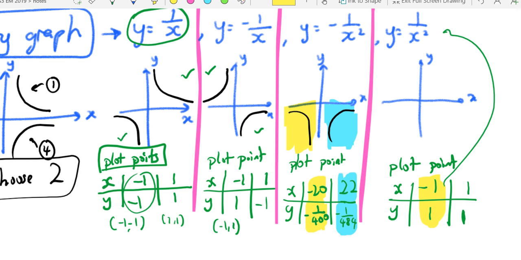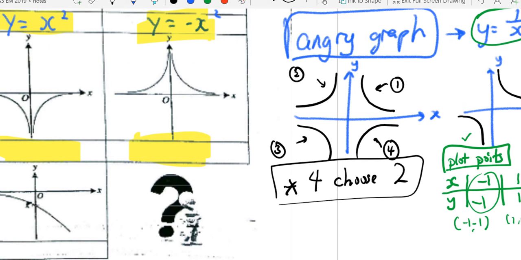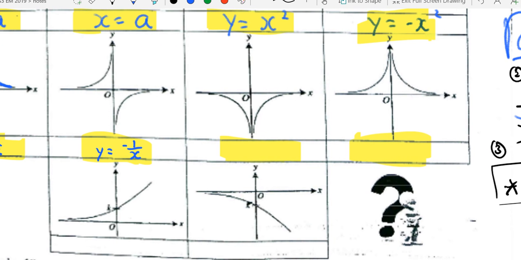So how do you think I draw my angry graph? Do you agree it's like that and like that? Yay! I'm done with the 4 graphs. Let's go back to the answer here. What is this answer? Y equals to negative 1 over x squared. This one, y equals to 1 over x squared. Yay! Can follow? Okay.